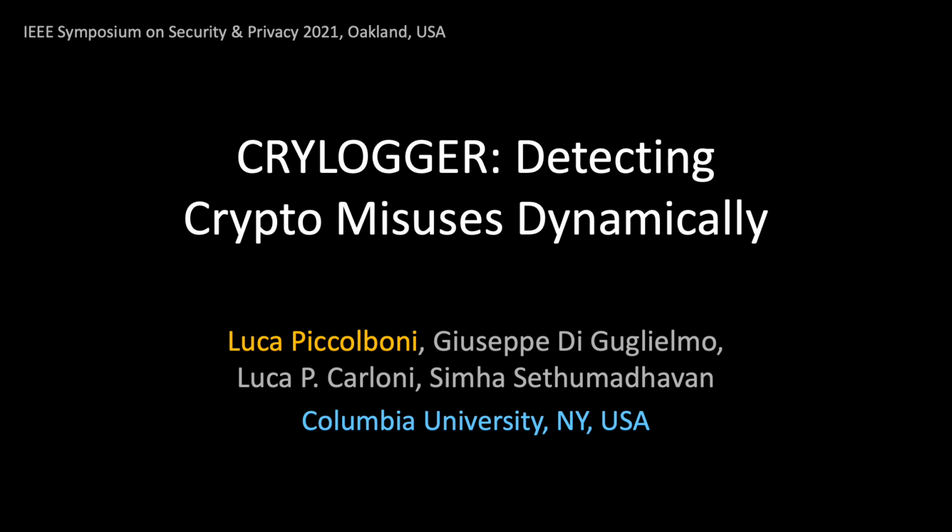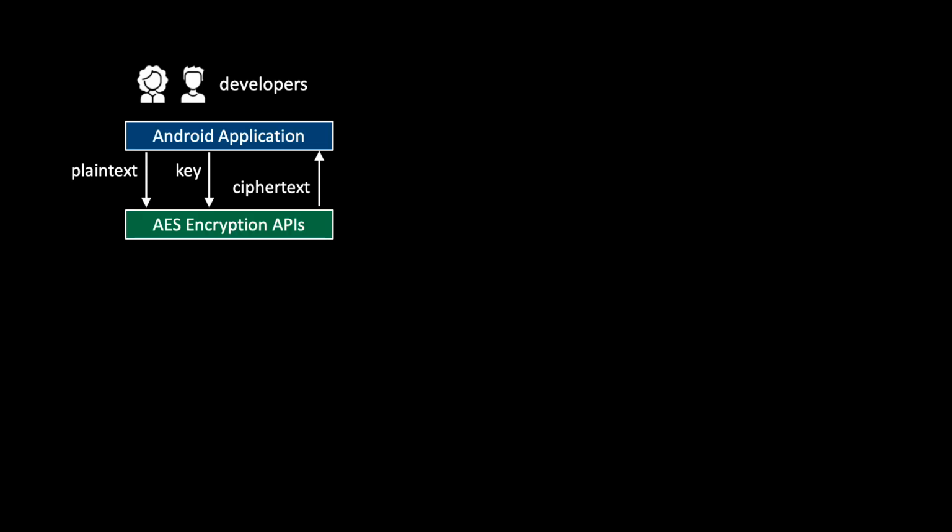This is a short introduction to Crylogger, the first open source tool to detect cryptographic misuses in Android applications dynamically. Android applications heavily use cryptographic libraries to perform operations such as encryption, hashing, and authentication. Unfortunately, using these libraries is not always easy.